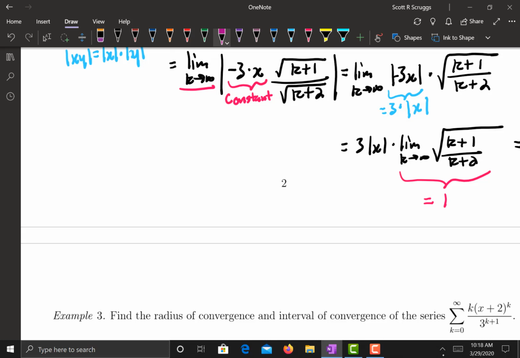Now, let's summarize. Since I did the ratio test, I know my series converges if L, or that limit, is less than 1. Because we had 3 times the absolute value of x left, that's the same as saying 3 times the absolute value of x is less than 1. And then if I divide both sides by 3, I get the absolute value of x is less than 1/3.